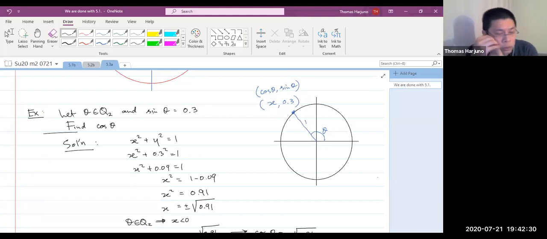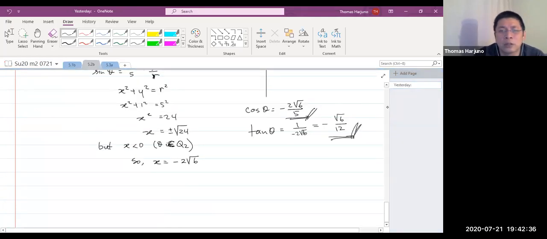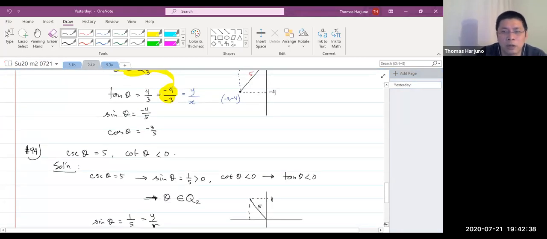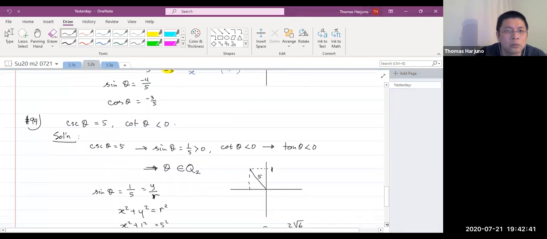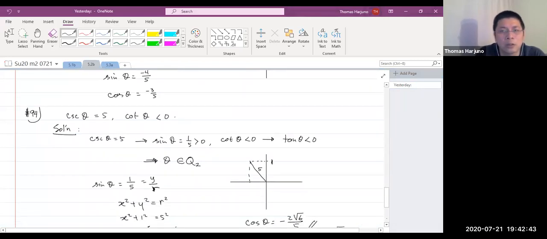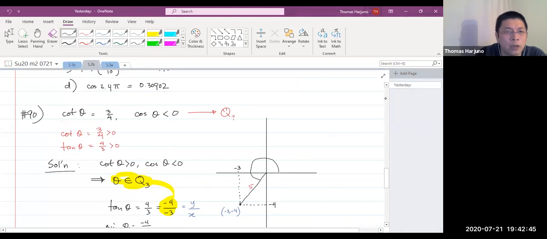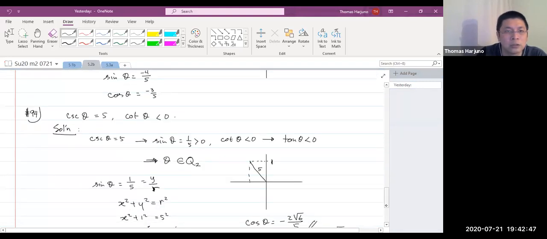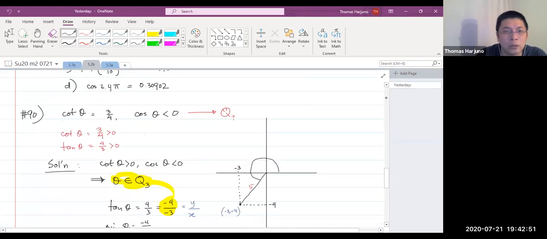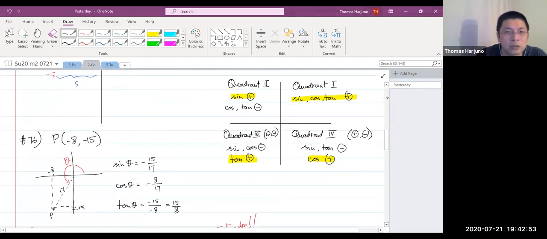Okay, so you see that in 5.1 or 5.2, we have a question very similar to that. This one here, number 94. See 94, or maybe the one before that. Oh, both of them tangent, cotangent. No, not doable.